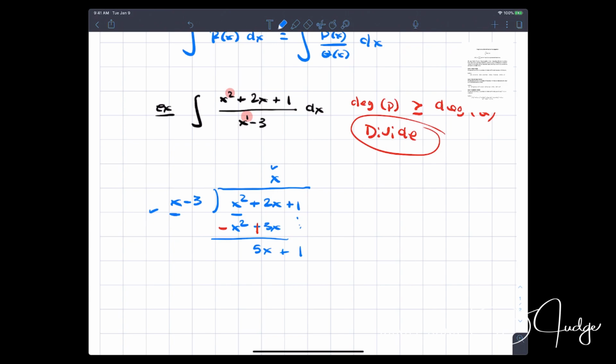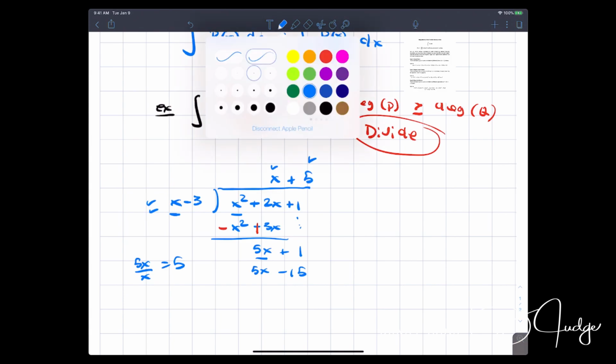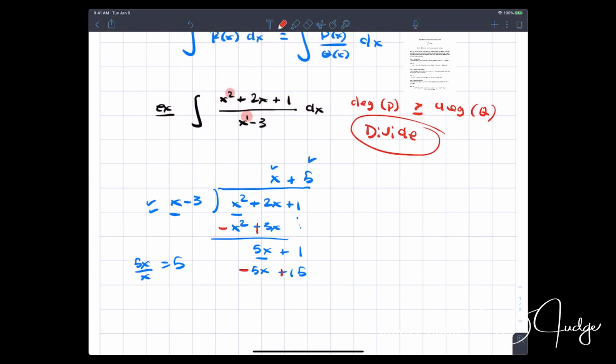After we do that, we repeat the process: 5x divided by x is 5. That's a constant term, so it goes above the constant here. And you repeat: 5 times x minus 3 gives us 5x minus 15. We subtract, or really change the signs, and we get 5x minus 5x is 0, it's gone, and 1 plus 15 gives us a nice 16. Okay, here's our division.